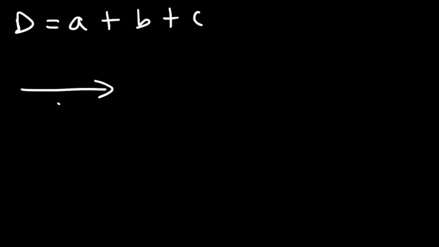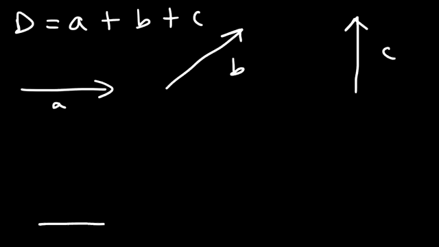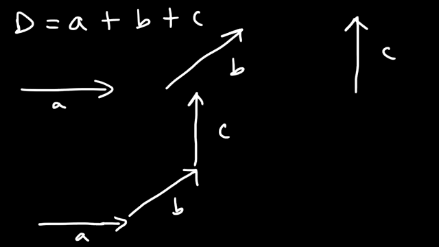So let's say that vector d is the sum of vectors a, b, and c. And we're going to say this is a, this is b, and let's say this is c. So let's start with a, and then connect it to b, and then connect b to c. So starting with the initial point of the first vector, we're going to draw a vector to the terminal point of the last one. And so this is vector d. That's how you can add three vectors together.